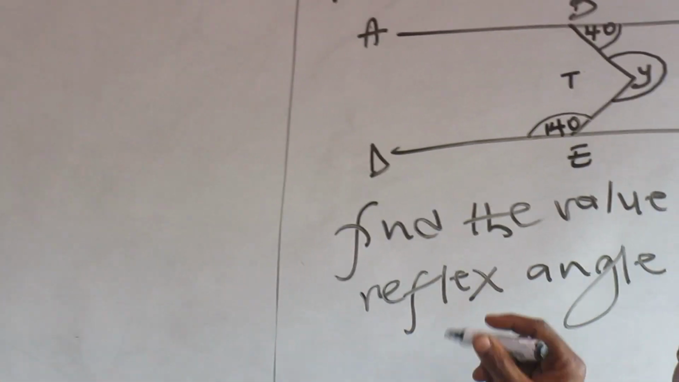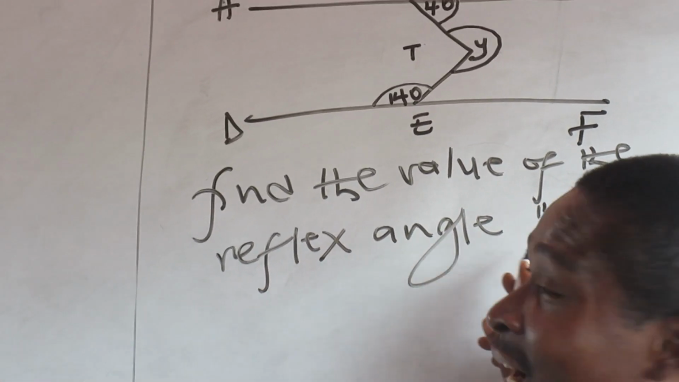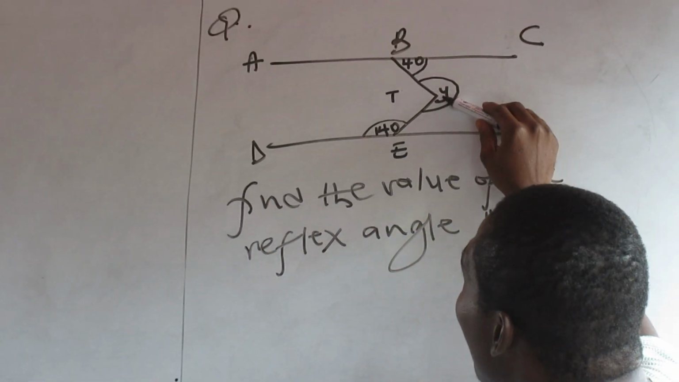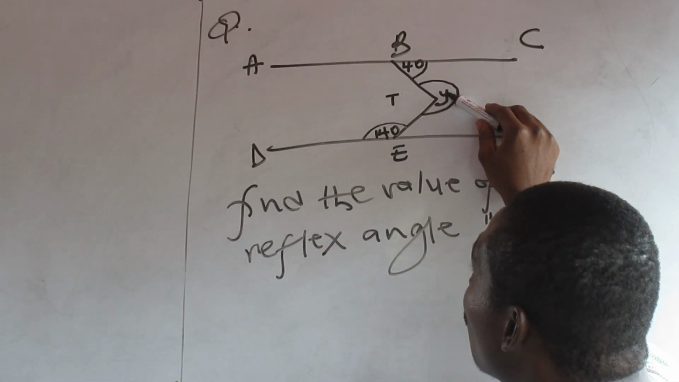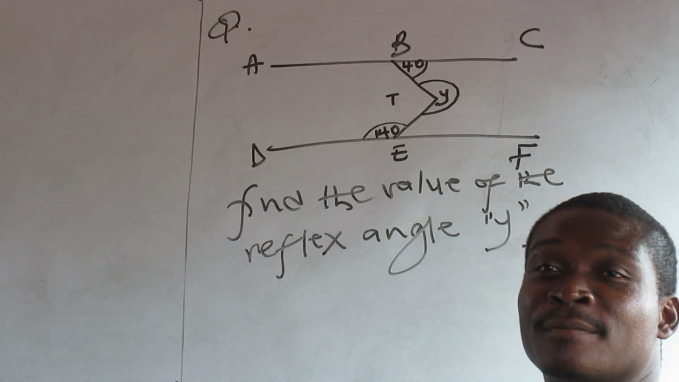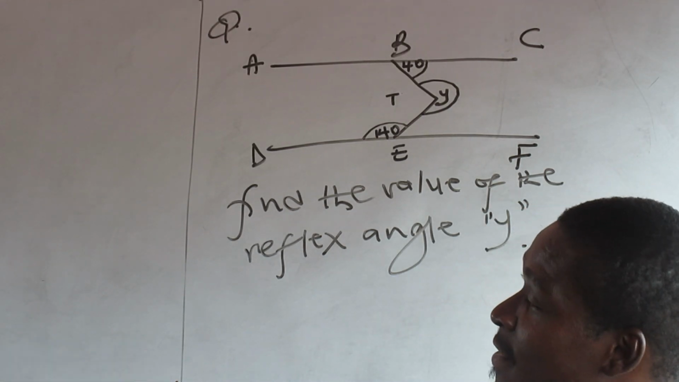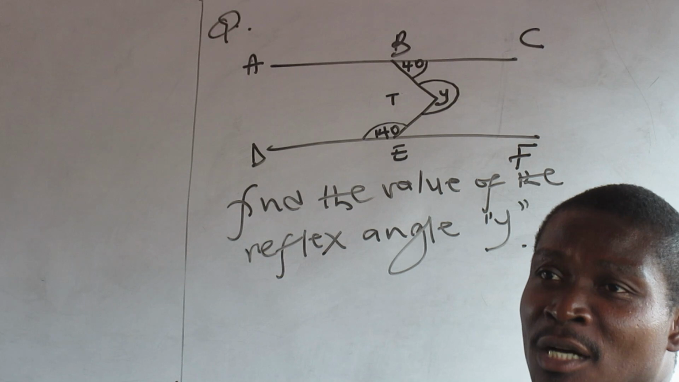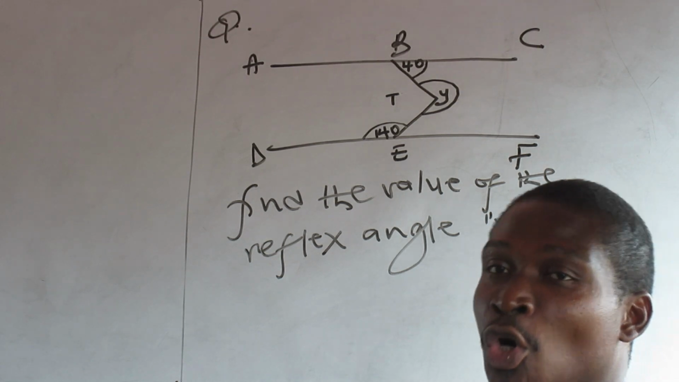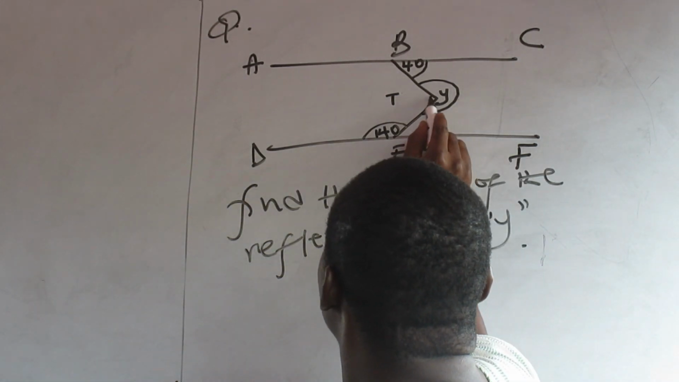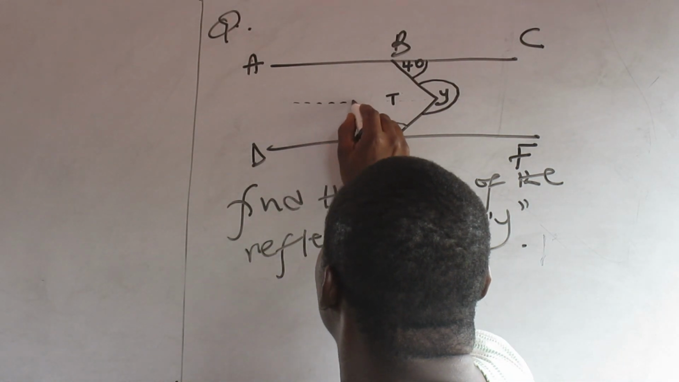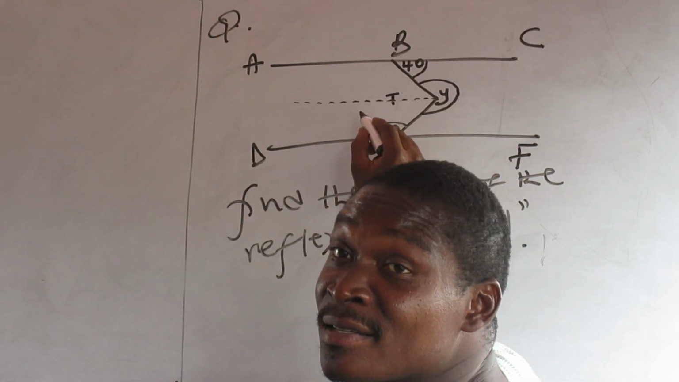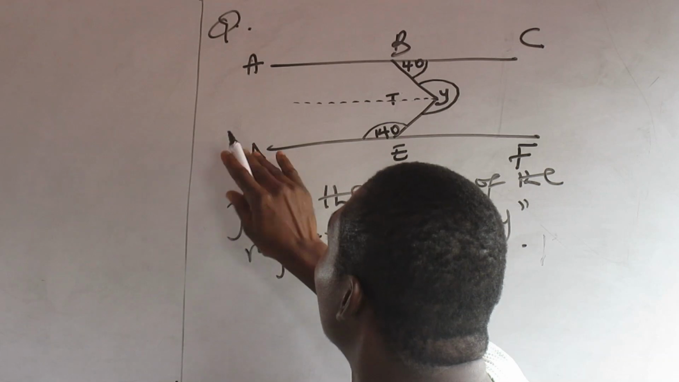Can you give attention here? Find the value of the reflex angle Y. Look at where Y is. Good. What will I do to this work? So the symmetry lines that you draw are welcome. Yeah, you can always do that. Yeah, that's what I do. Good. So I'll go this way, that is, you said it's this way? Okay. Yeah.